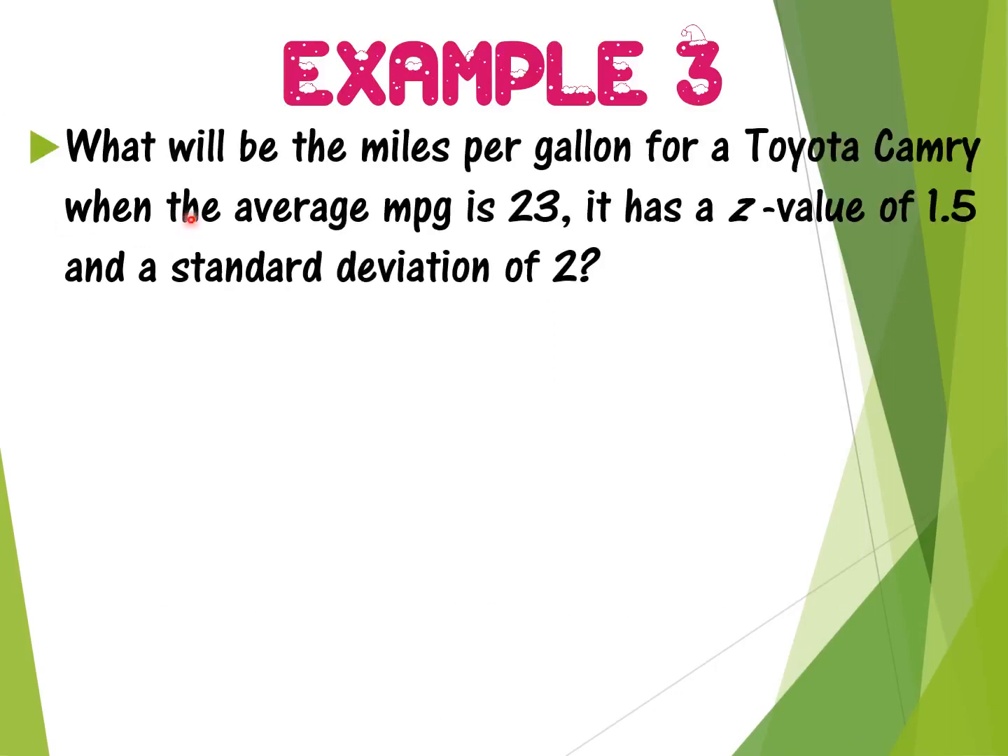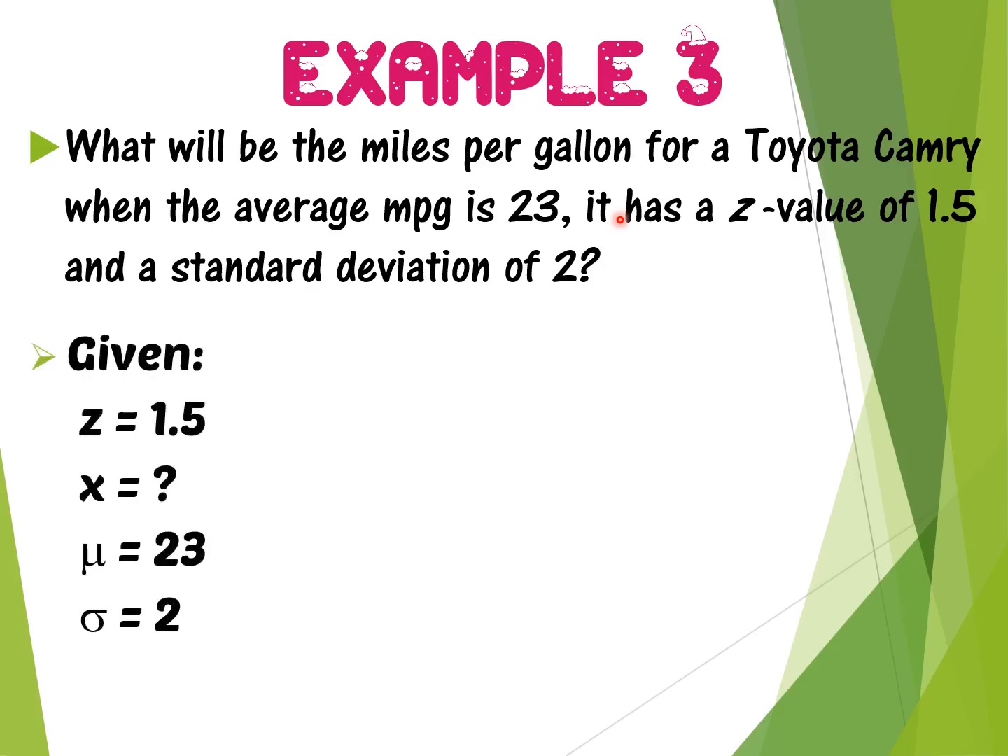Okay, let's have this problem. What will be the miles per gallon for a Toyota Camry when the average miles per gallon is 23, it has a z-value of 1.5, and the standard deviation is 2? So here, average, guys, is another term for mean, so the value is 23, and this time the z-score is already given. You are asked to find the number of miles per gallon. That means we are looking for the value of x, or the raw score.